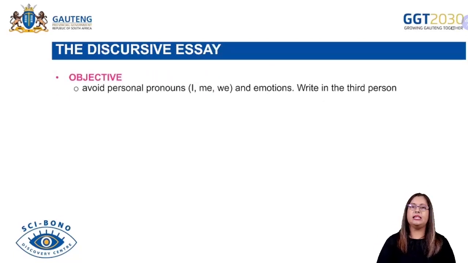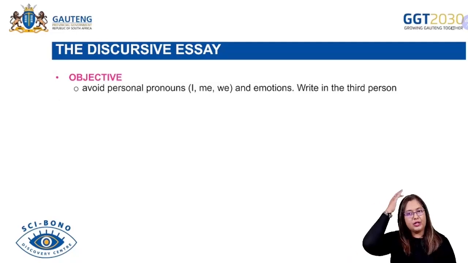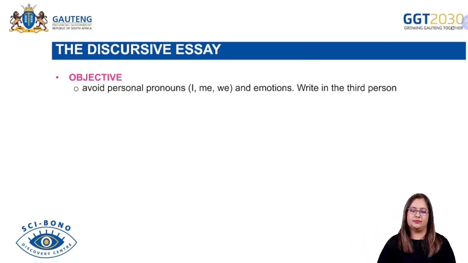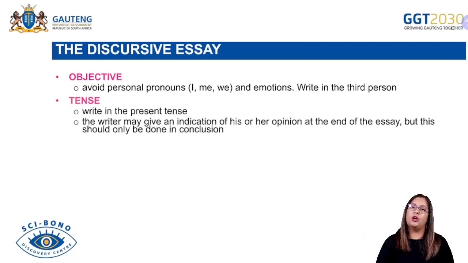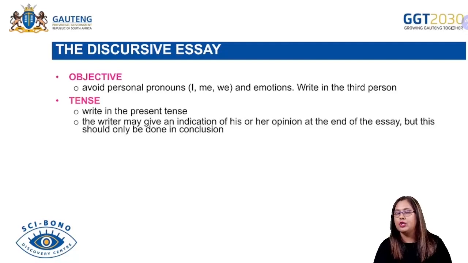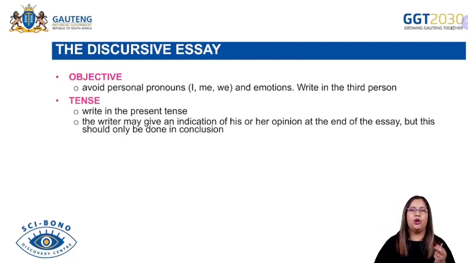The discursive essay here is objective. It avoids the personal pronouns. So here you're going to be writing in third person. Okay? You are going to also make sure that the tense that you are using here, please, grade 12s, is the present tense. So you have to give us an indication of your opinion at the end of the essay. But this should only be done in the conclusion. So throughout the discursive essay, you're offering both viewpoints. And only in the conclusion do you give us your viewpoint. Okay.